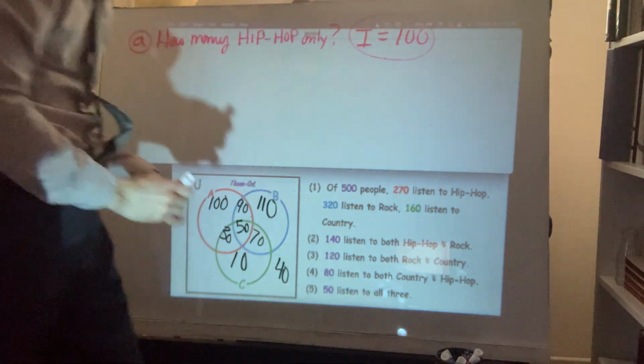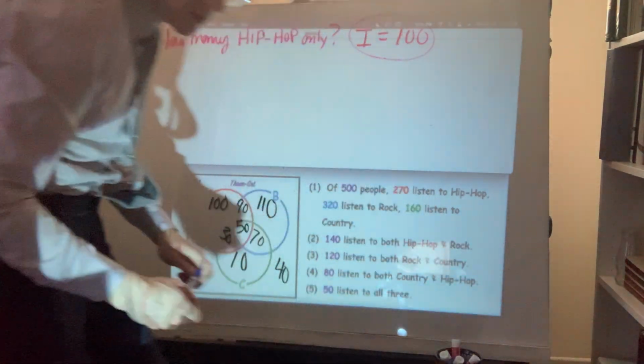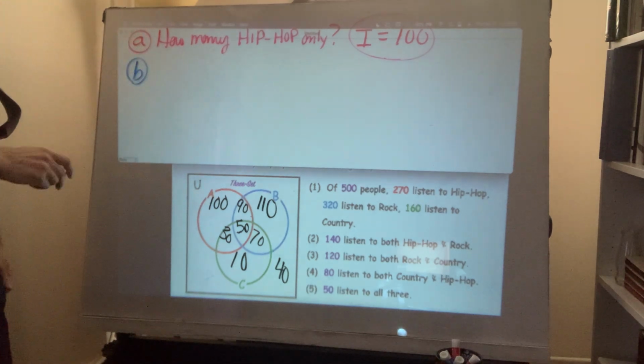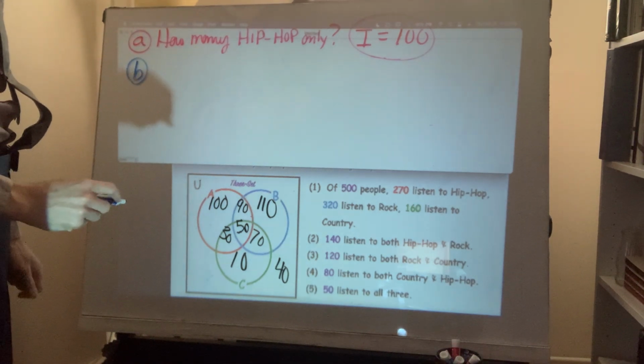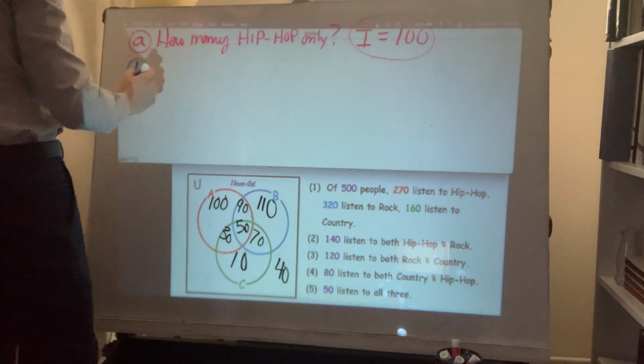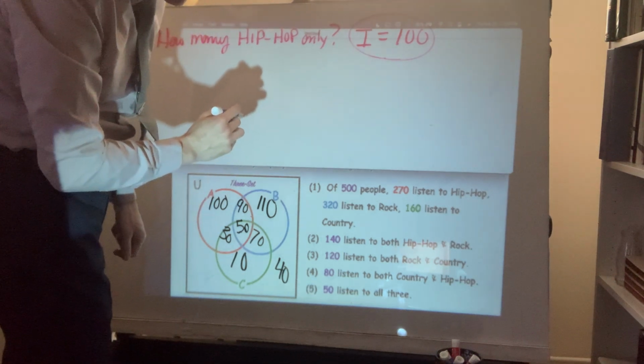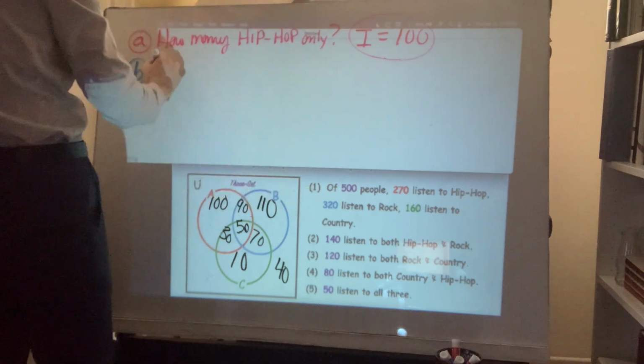Okay. Next question. This one is a little bit more tricky, and I was deceived myself when I first wrote this, so let me show you what to avoid here. How many listen to country and rock but not hip hop?